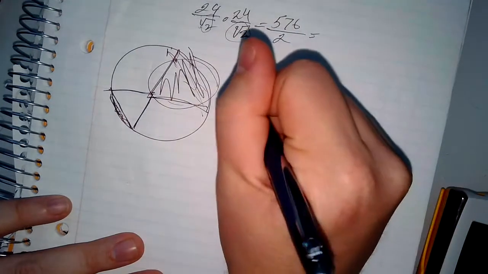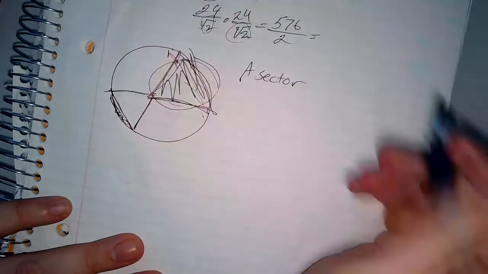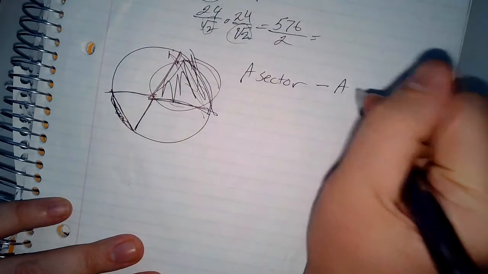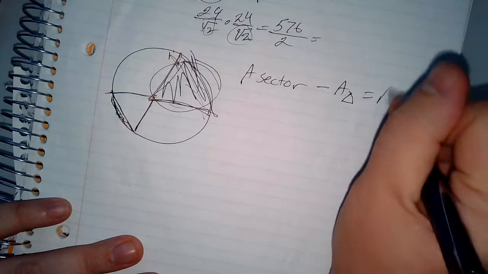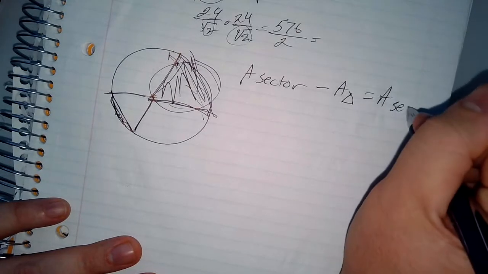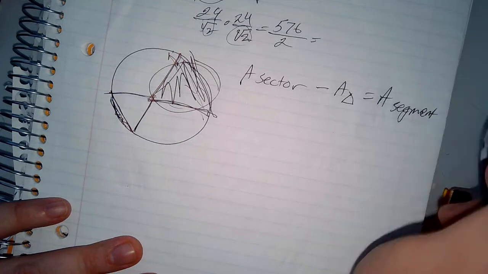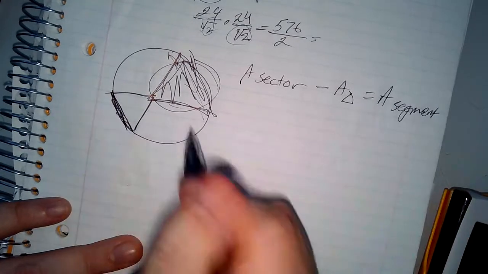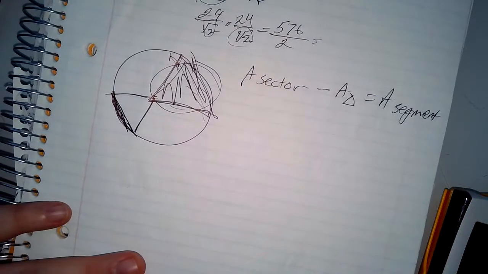So it's area of the sector. Remember, a sector is the whole piece of pie, minus the area of the triangle. And that will give you the area of the segment. That'll give you the little slice. That'll give you the crust of the pizza. All right, let's do number 5.